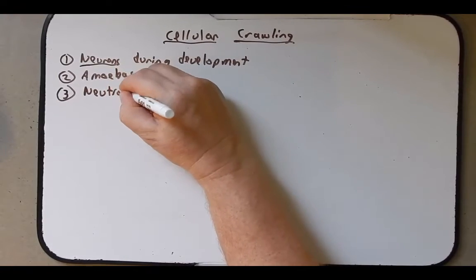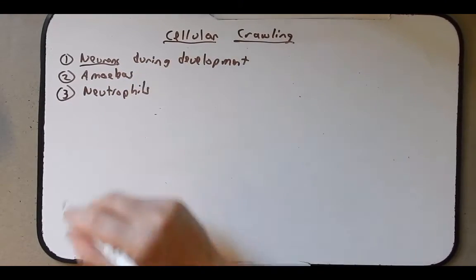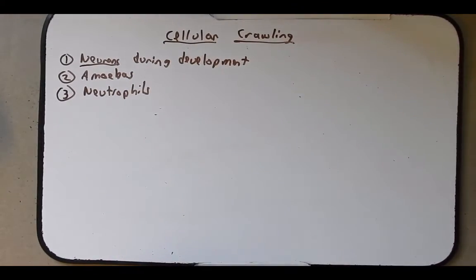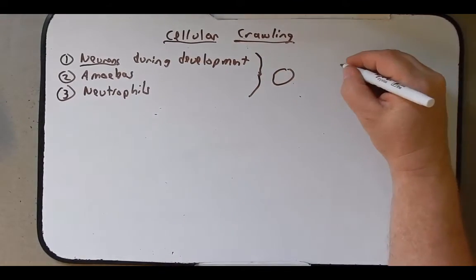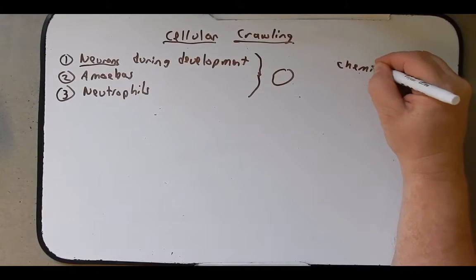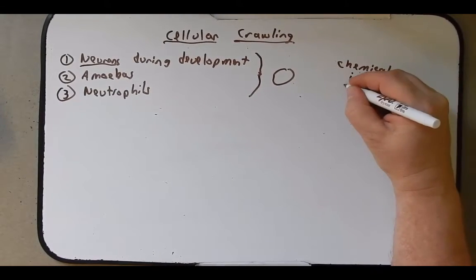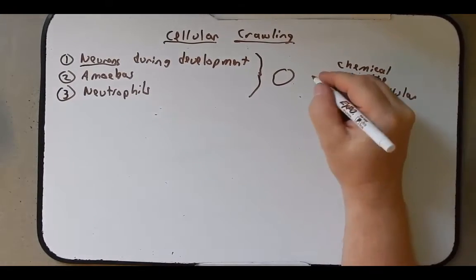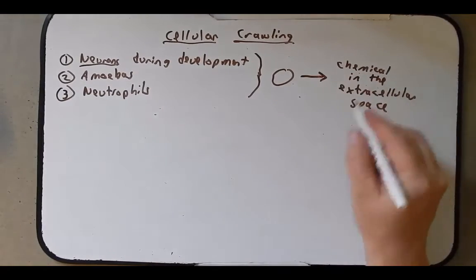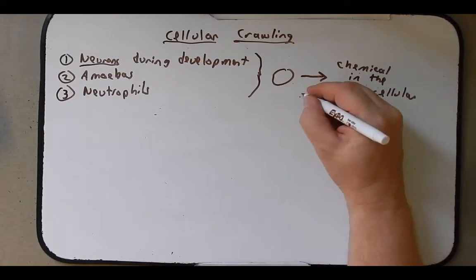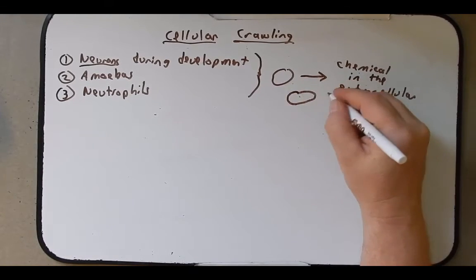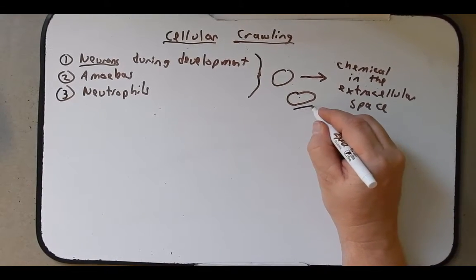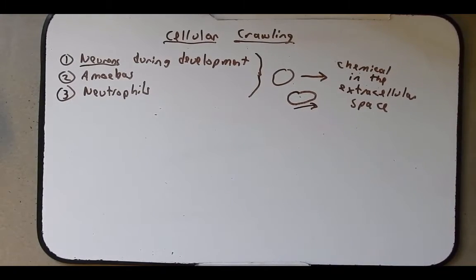Neutrophils within our own immune system will exhibit cellular crawling. In all of these cases, you'll have a cell that is attracted to some sort of chemical in the extracellular space. And these cells will then move towards this chemical signal. They will typically do so by extending part of their plasma membrane in that direction and then ultimately moving the rest of the body of the cell with it.